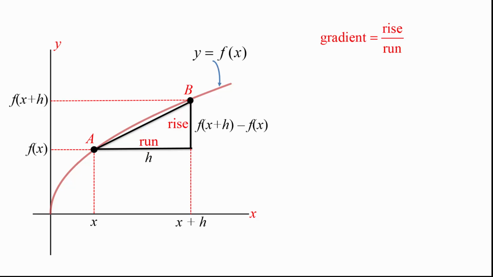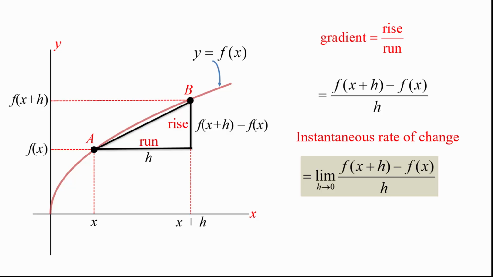There it is. The rise is f of x plus h minus f of x. And the run is h. The instantaneous rate of change is given by what you can see there. Now, LIM stands for the limit, and underneath that, where we have h arrow 0, it means h approaching 0. So what we are looking for is the limit of the gradient as the value of h approaches 0. And that's our definition of the instantaneous rate of change.